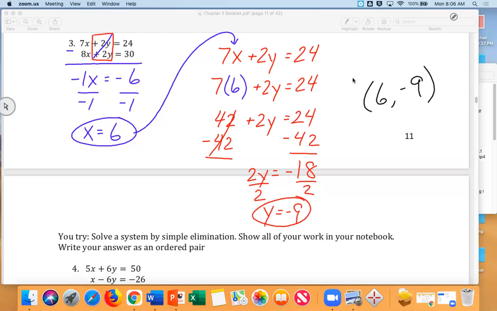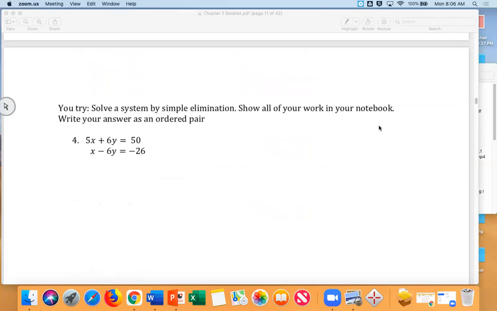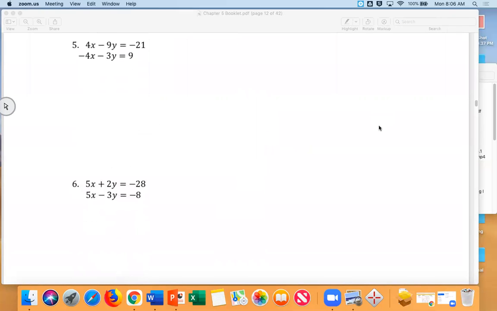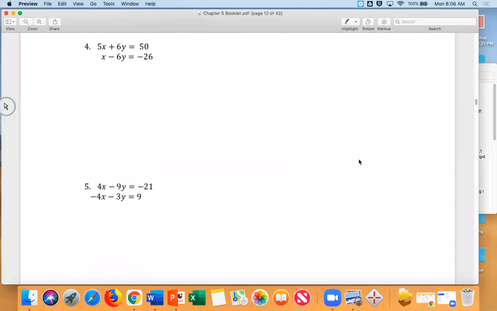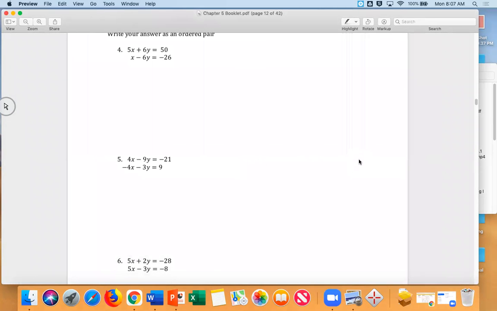Now, below this, there are a couple questions. We have 4, 5, 6. I want you guys to work on 4, 5, 6. And what I'm going to do, if I can make it small enough, I am going to put the answers up here so you know if you're doing it right.